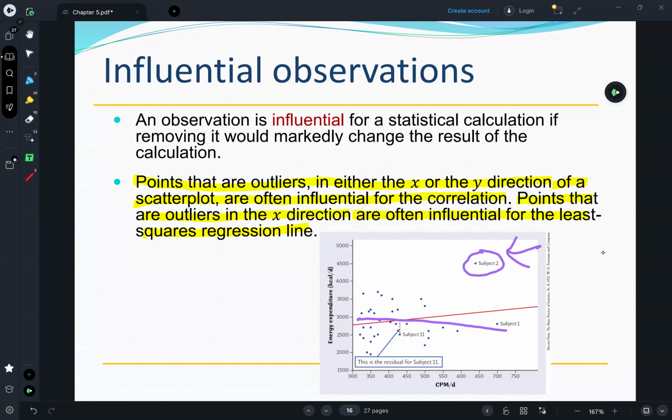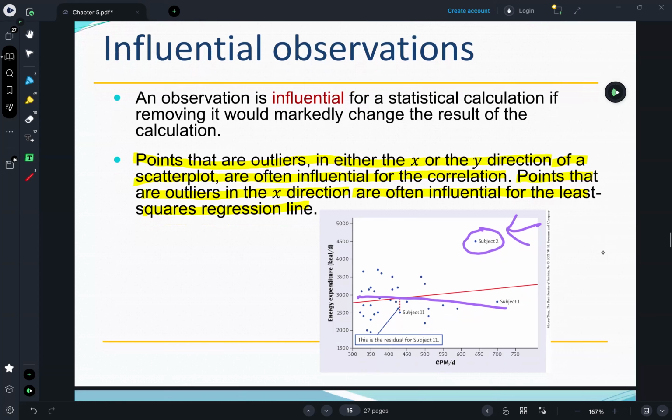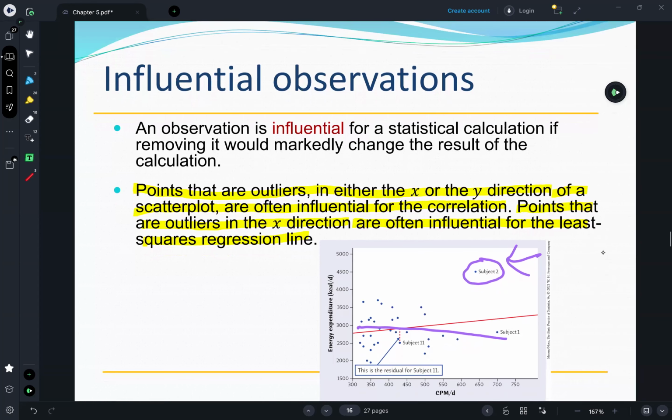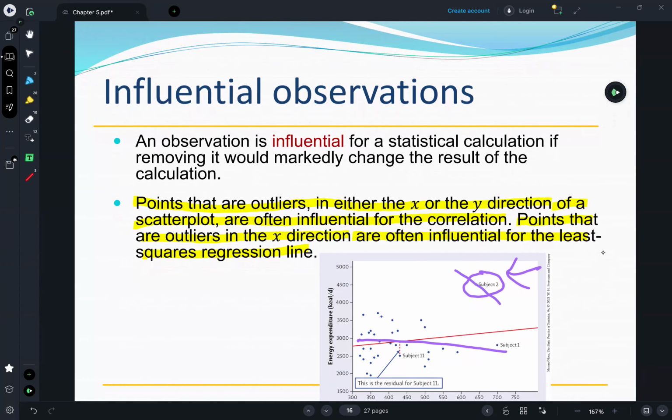Points are outliers in either the X or Y direction, so vertical or horizontal on a scatter plot, and are often influential for the correlation, as we'll see in the next slide. Points that are outliers in the X direction are often influential for the least squares regression line. You can cover this and just imagine that the line would change from that red line to what I've drawn here in purple. So it would definitely be an influential observation.